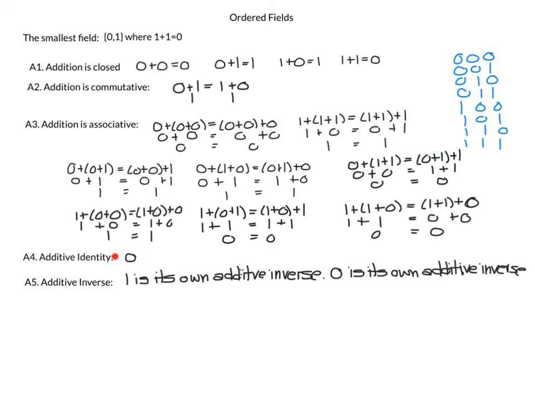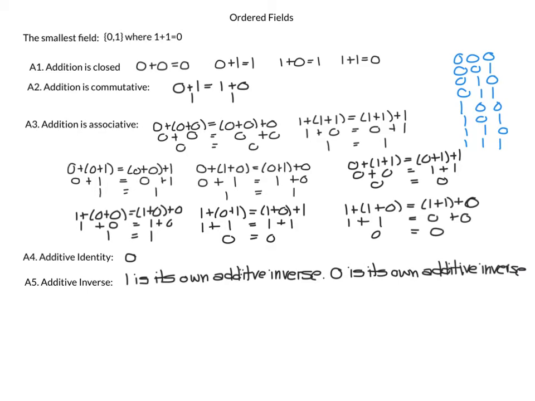0 is the additive identity because when I add it to anything, such as 1, I get back what I started with. For the additive inverse, 1 is its own additive inverse because when I add it to itself, I get the additive identity, and 0 is its own additive inverse because when I add it to itself, I get back the identity.